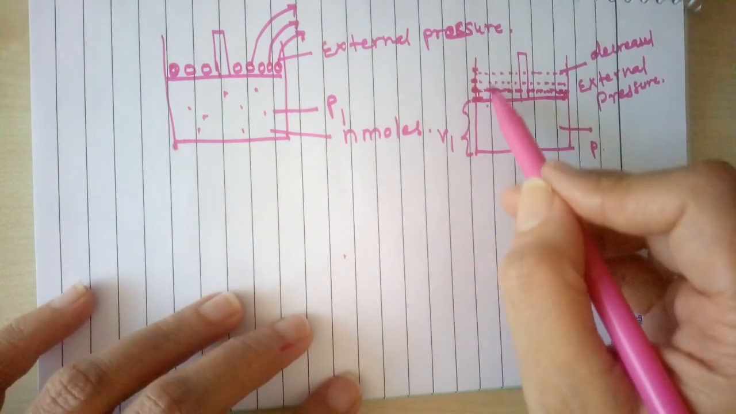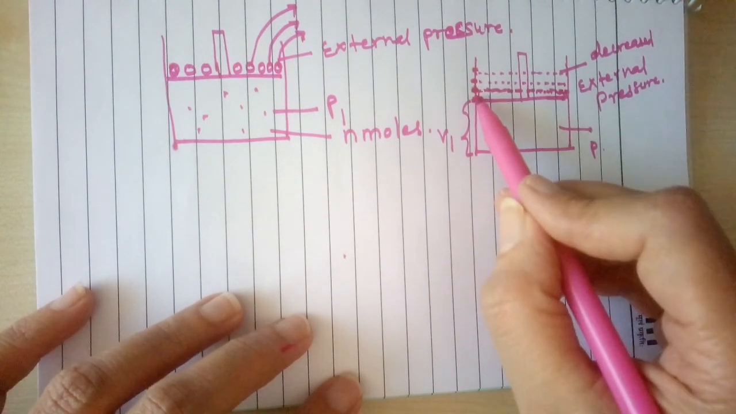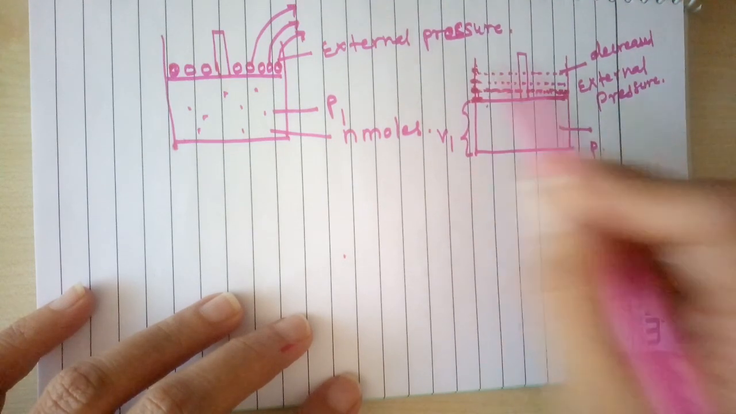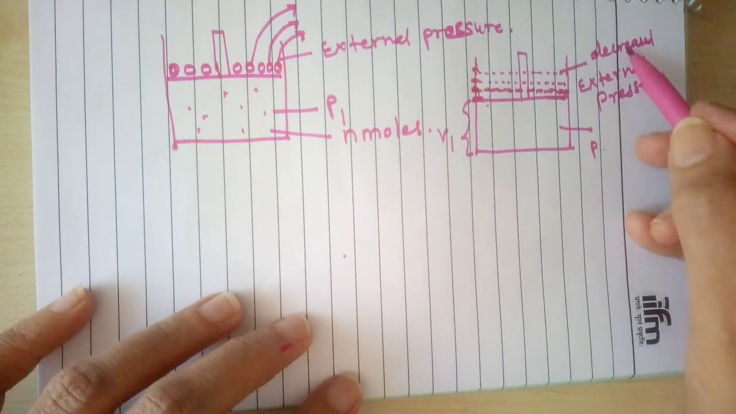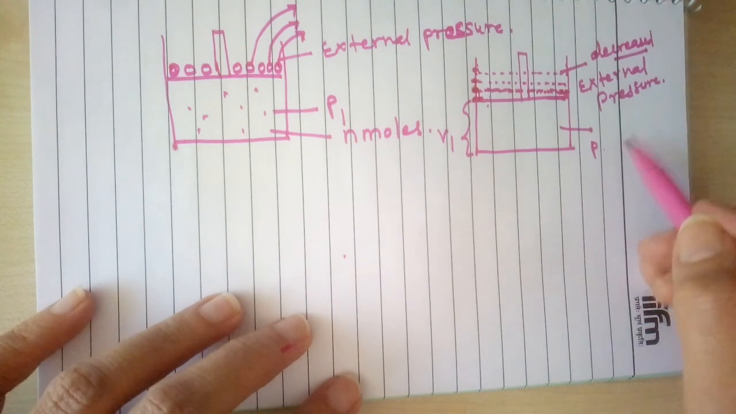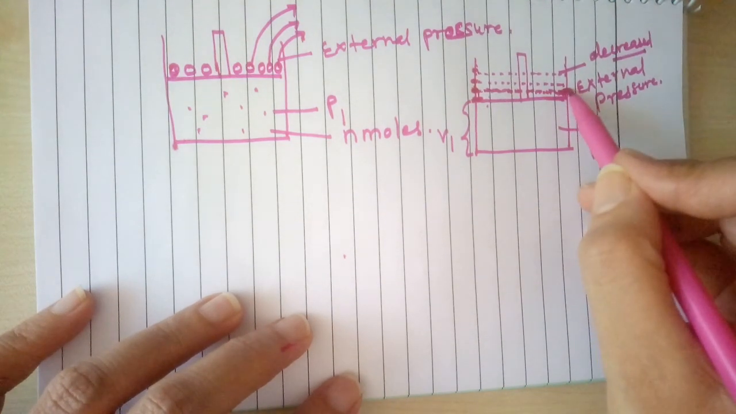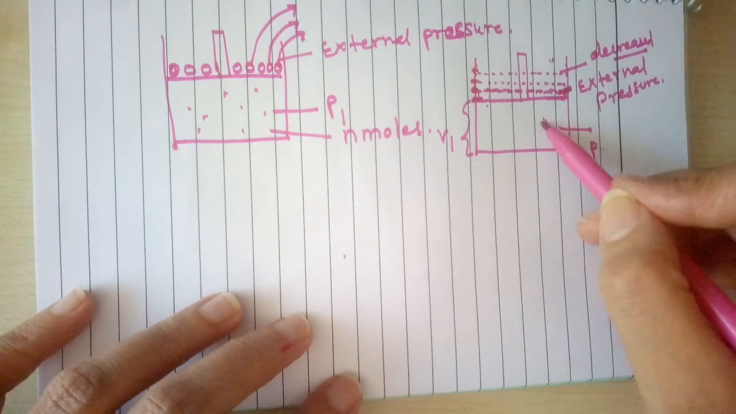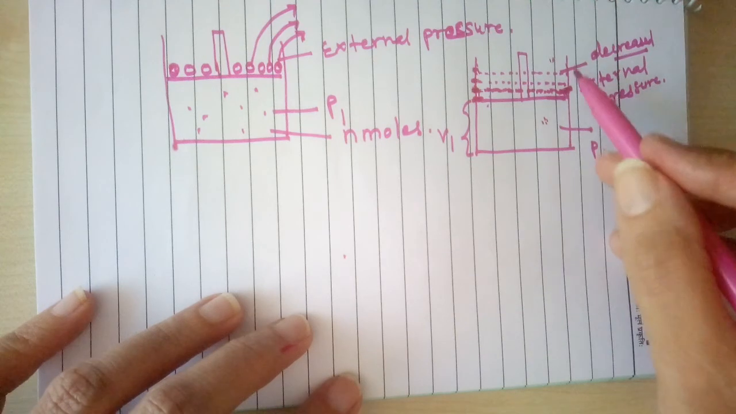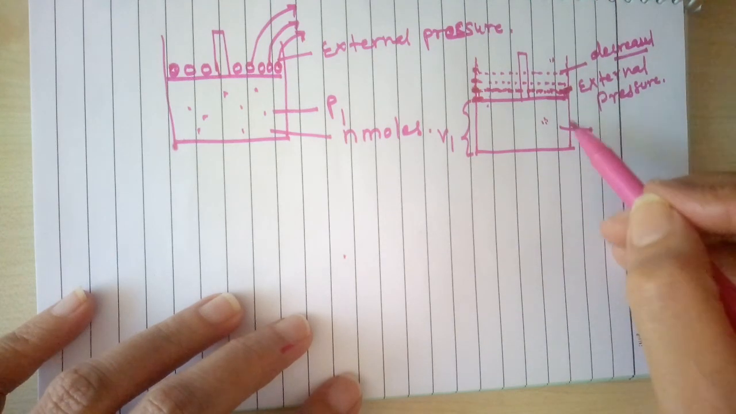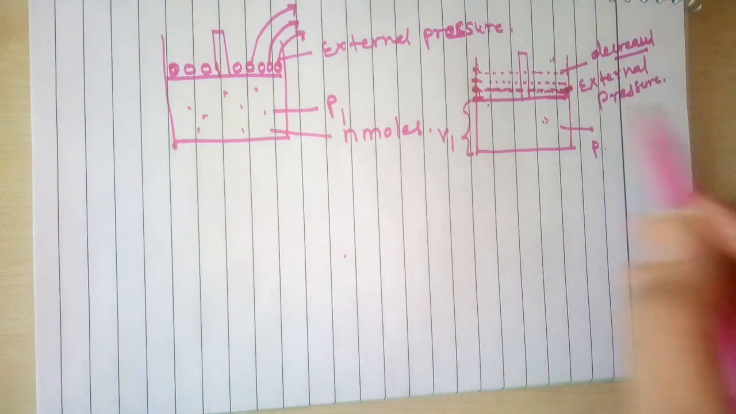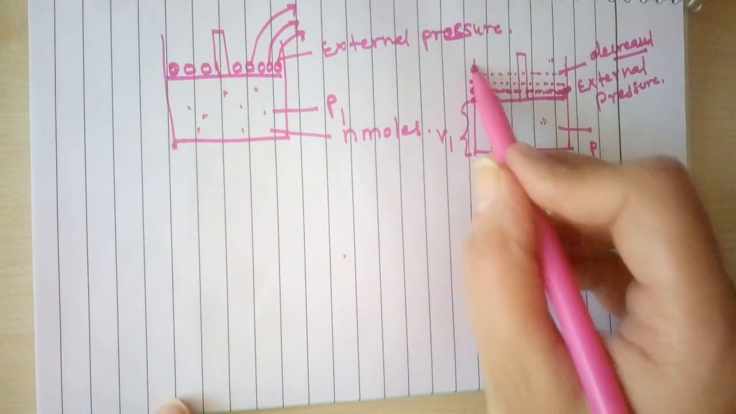So in this reaction, which is occurring stepwise from here to here to here, what is happening to the external pressure? There is a decrease in the external pressure. The volume will be stabilized only when the pressures on both sides, that is the driving force and the opposing force, become equal. Then the system will be in equilibrium. So this is the series of steps.